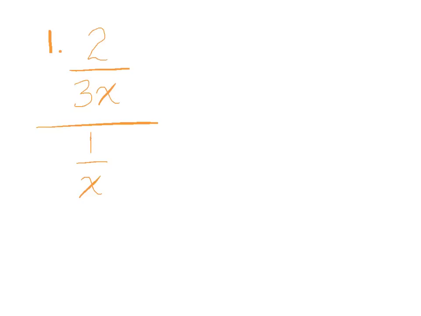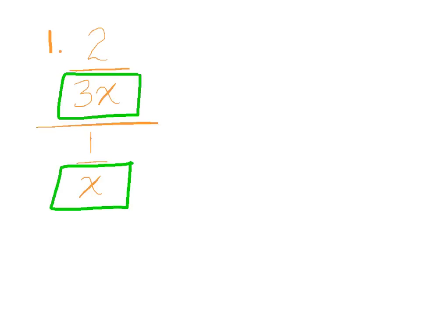Our goal is to focus on just the denominators. So I'm going to look at this denominator and this denominator and ask myself, what do they have in common? Well, since they're monomials, I'm just looking for the number and variable. I see a 3 and an x. So I would say my common denominator is 3x.